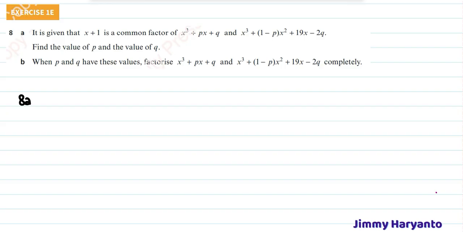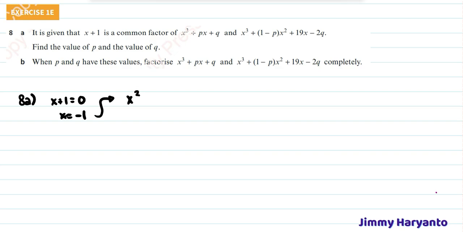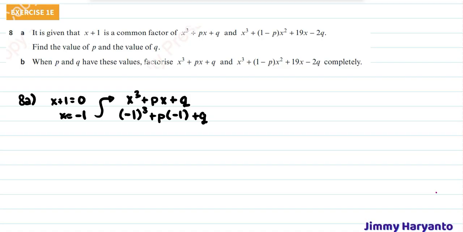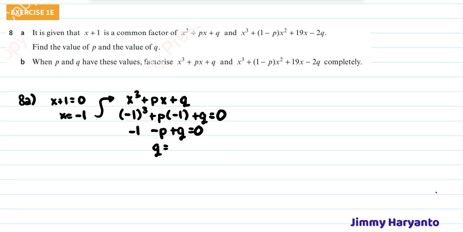Okay, next is 8a. For 8a, it is given that x plus 1 is a factor. That means x plus 1 equals to 0, x equals to negative 1. The polynomial is x to the power of 3 plus px plus q. We will use this one first. That means negative 1 to the power of 3 plus p times negative 1 and then plus q. It has to be equal to 0. Negative 1, negative p plus q equals to 0. And then I will move the negative 1 and negative p to the other side. I will have 1 plus p. Okay, so we already have q equals to 1 plus p.